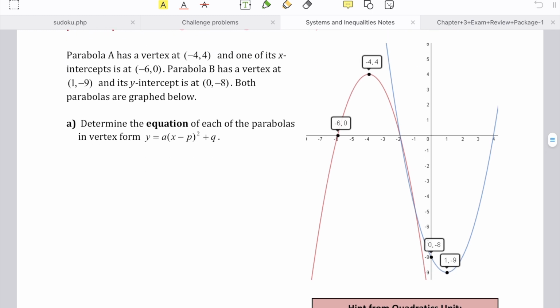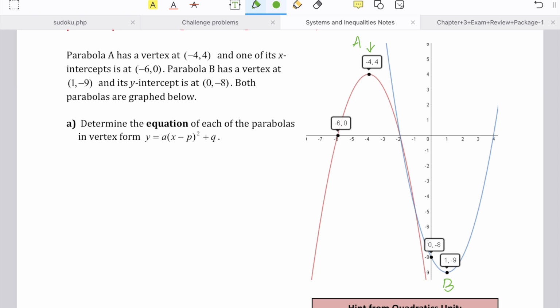So let's say this graph is given to you and they've said that parabola A has a vertex of -4, 4. So this is the vertex of parabola A, and one of its x-intercepts is -6, 0. Parabola B has a vertex of 1, -9, and its y-intercept is 0, -8. Both parabolas are graphed below. Determine the equation of each of the parabolas in the vertex form.